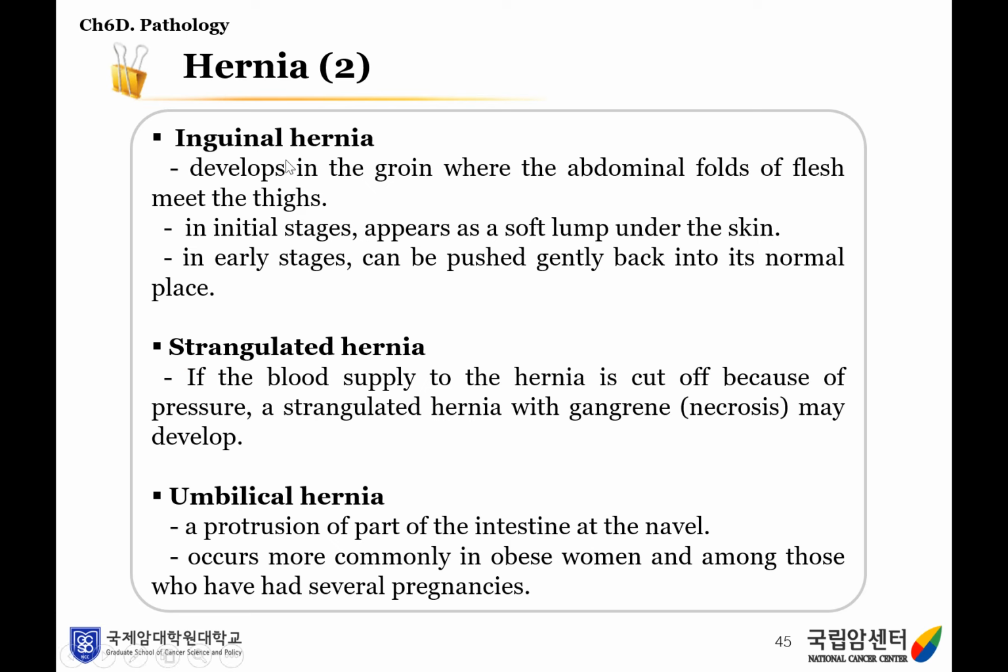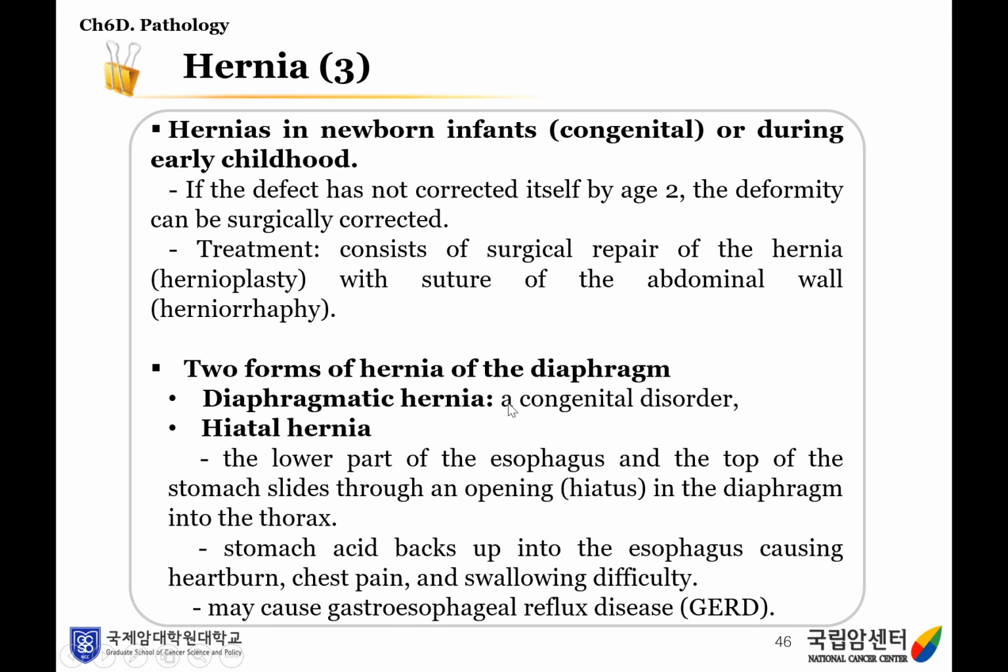So here, inguinal hernia, strangulated hernia, and umbilical hernia. Hernias occur in newborn infants or during early childhood. If the defect has not corrected itself by age 2, the deformity can be surgically corrected.